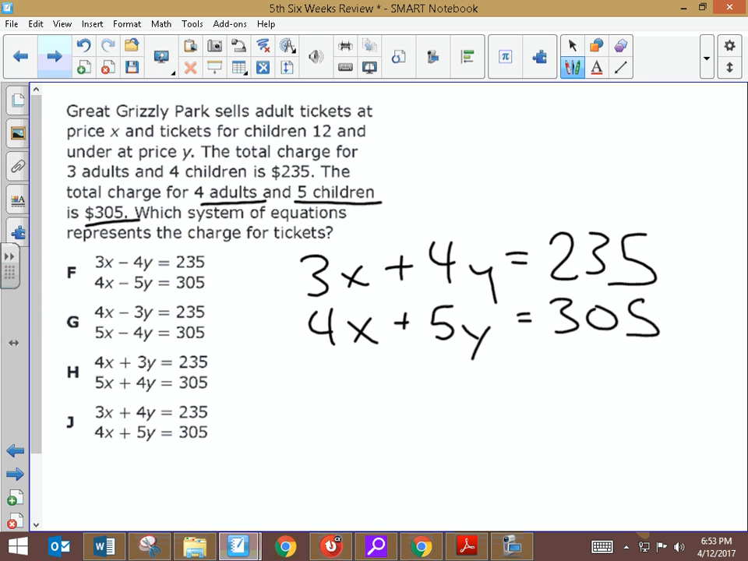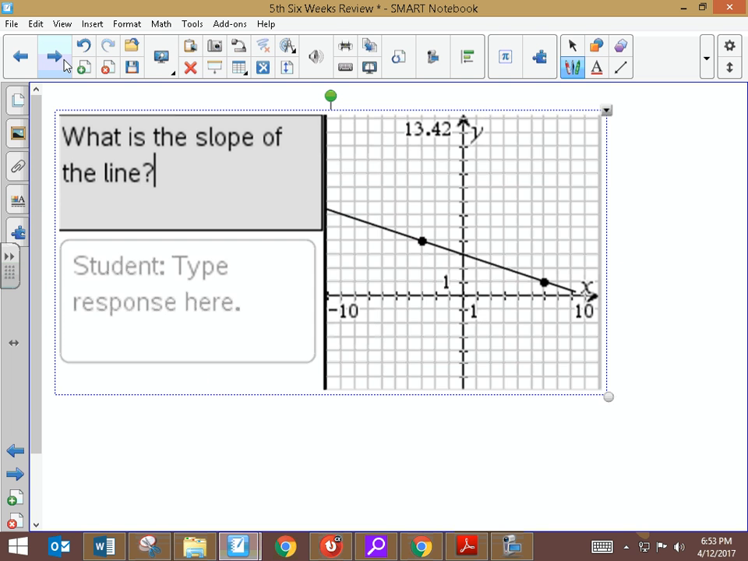All right. So since that's the case, you have your system. So which one of these do we pick out? To which one of these does this look like? And it looks like the choice here is definitely J. And that's how you would set up the equation there.